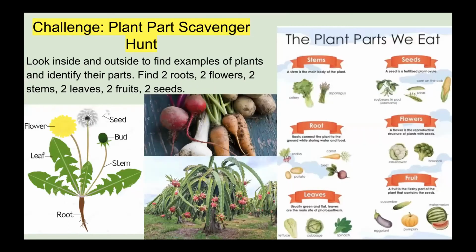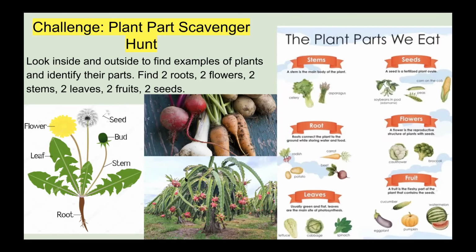But before I do that, I have a quick challenge for you guys. It's a plant part scavenger hunt. So sometime this week or this weekend, look inside your house or outside and see if you can find examples of plants and see if you can identify their parts. So look for roots, flowers, stems, leaves, fruits, and seeds, and see if you can find at least 2 examples of each of those.